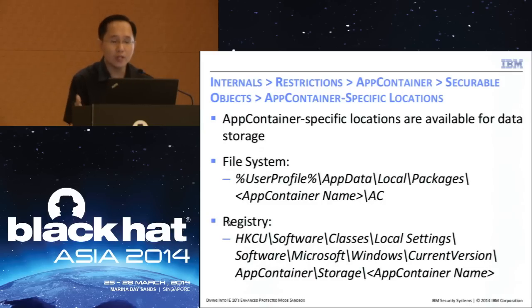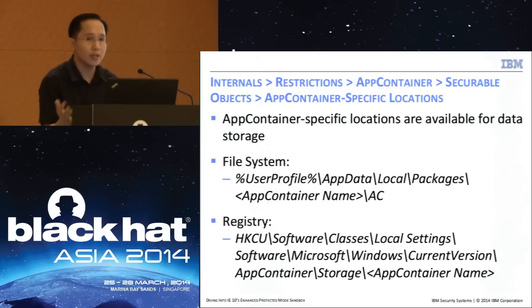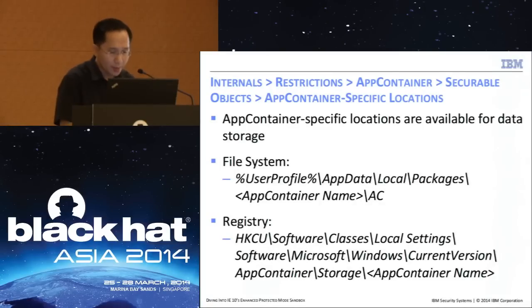So since access to securable objects is limited, where do app container processes store their data? In the file system, there's an app container specific folder where processes can create files. And in the registry, there's an app container specific registry key for data storage.